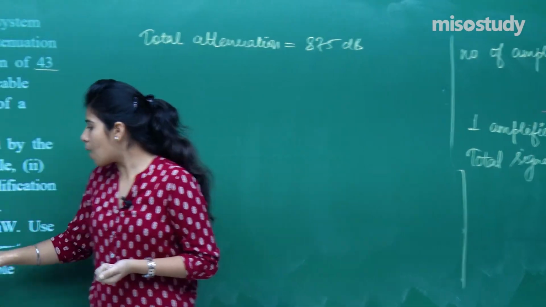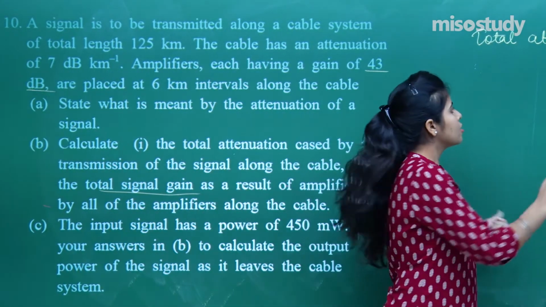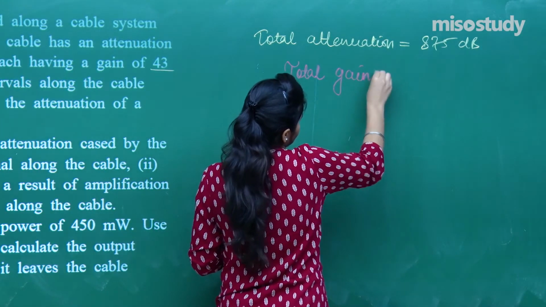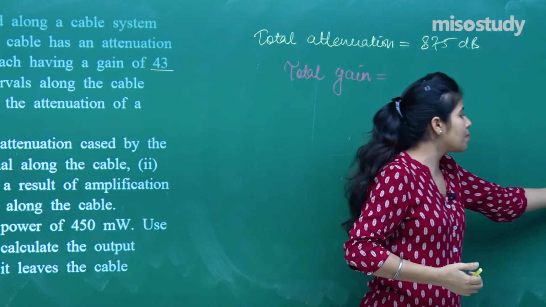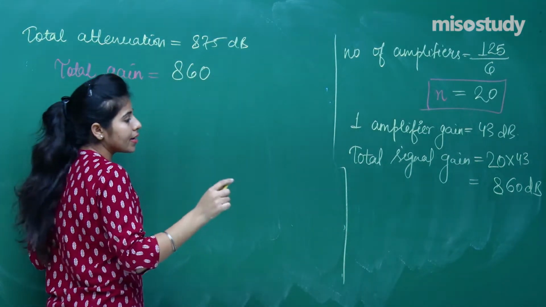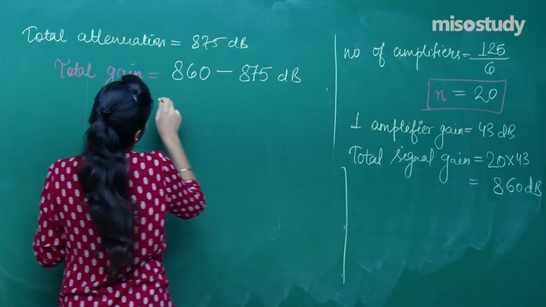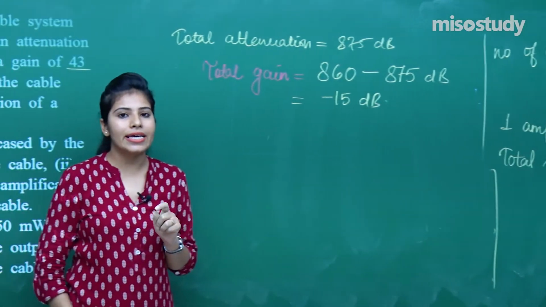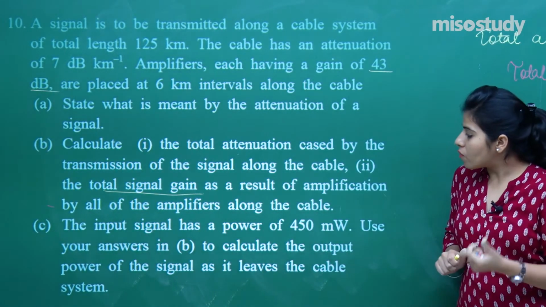So, if I speak about the total gain, it can only be achieved when we subtract the attenuation from the signal gain. So, we will have minus 15 decibel as the total gain. Now, we are here to find the power output.